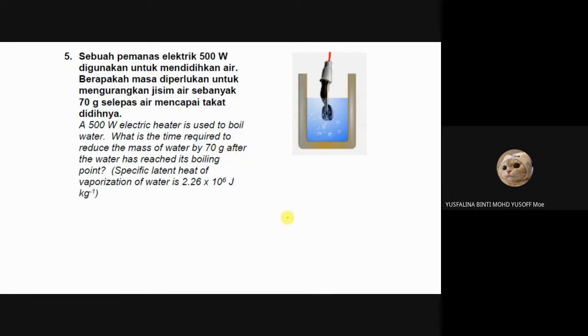So this one uses what formula? Again, Pt equals ml, right? Because you already see they gave you the electrical energy. So all the electrical energy we use to heat, we convert to heat energy. That heat energy we use to change the phase of the water from liquid to gas, right? So the power here is 500. The time is what you want to find, the mass here is 0.07, and the L here is 2.26 times 10 to the power of 6.